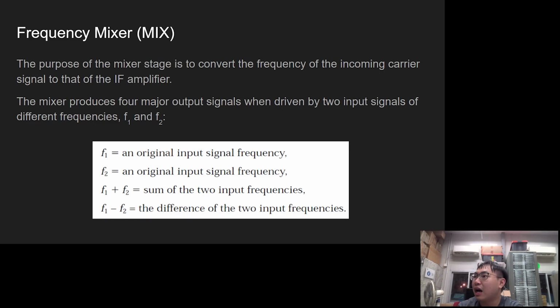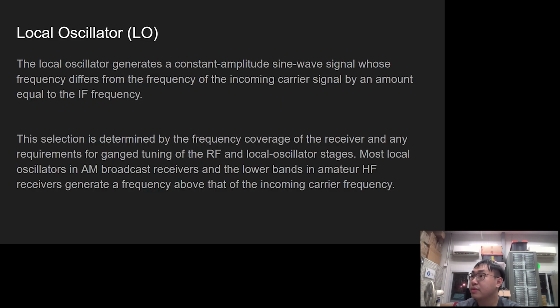Mixer. Once again, I have to remind you, they will have 4 outputs: F1, F2, F1 plus F2, F1 minus F2. If you have 4 outputs, you can just use a filter to filter out the signal that you want. Very simple.